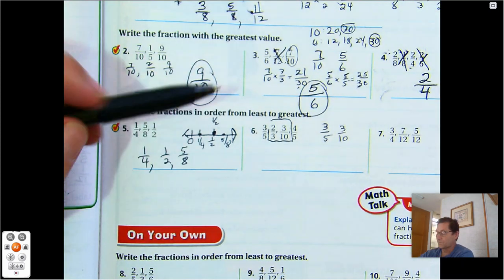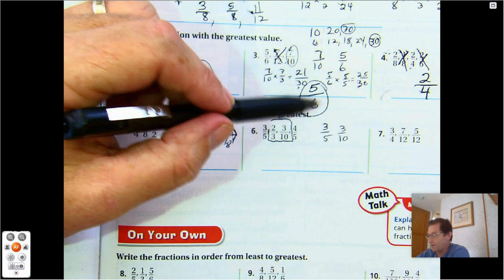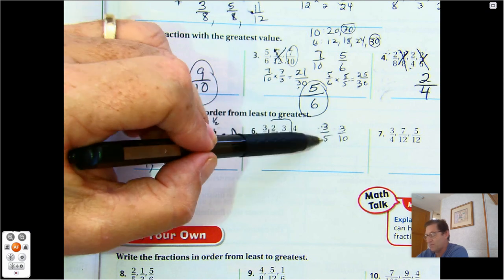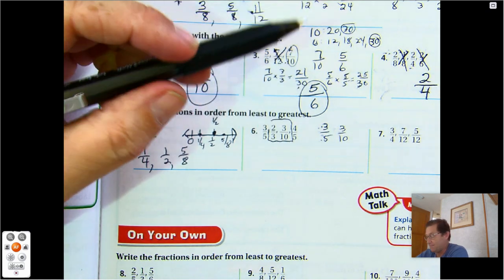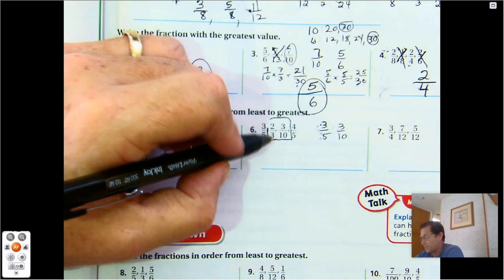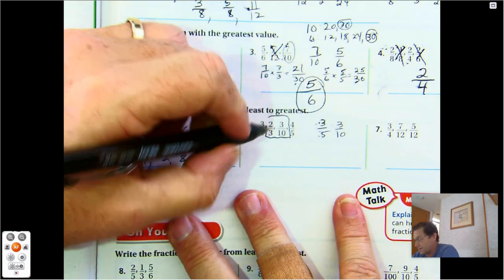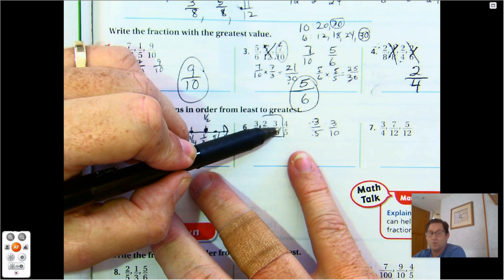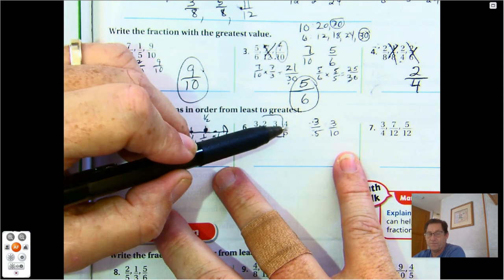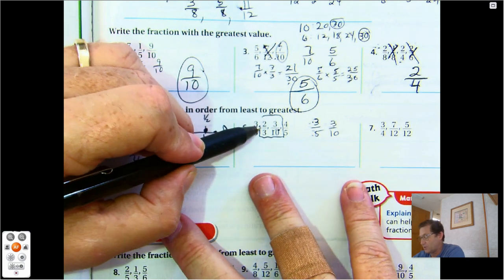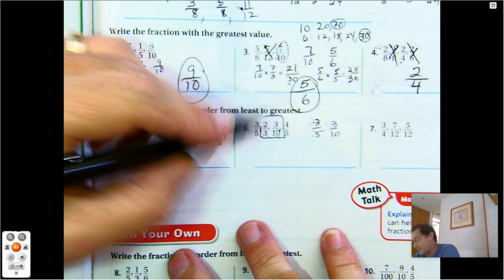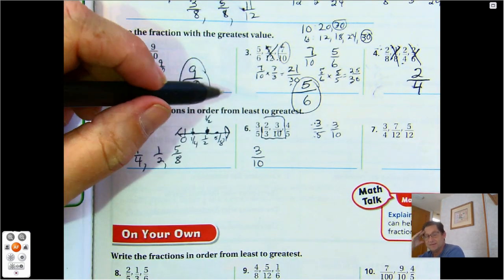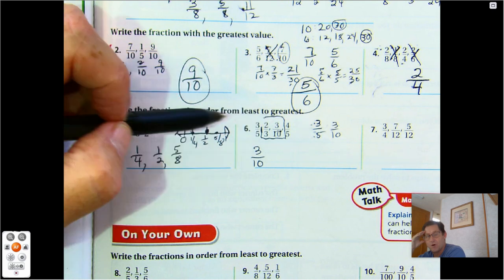If we were just comparing numerators and denominators, because these both have 3 pieces, we'd say 3/5 is bigger than 3/10. So 4/5 is greater than 1/2. So 3/10 is smaller than 4/5. So now 2/3, that's bigger than 1/2. So 3/10 is our smallest. Then the other three are all greater than 1/2.